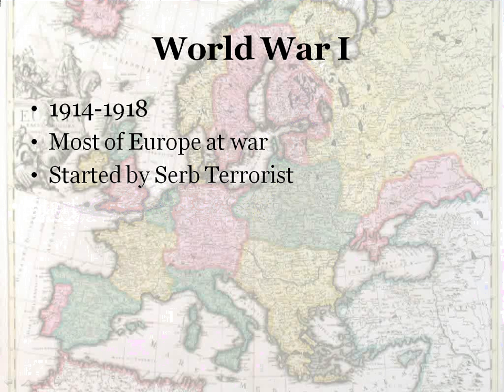So it started by a Serb terrorist, Emmett, in our situation here. It started by a Serb terrorist. One person's actions and then the stubbornness of other groups leads to the entire thing happening. Started by a Serb terrorist, and the Central Powers lose. Germany, Austria-Hungary, Turkey, back then the Ottoman Empire, they lose the war.